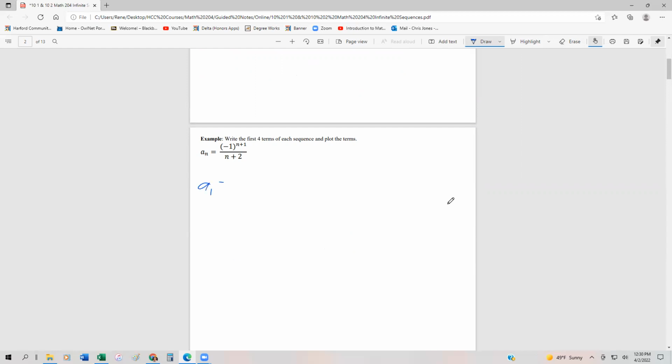So I would just find a1, which is going to be -1 to the 1 plus 1 power. So I'm just substituting 1 in for n, and then 1 plus 2. And that would be equal to 1/3. All right, so we get -1 squared, which is positive 1, and 1 plus 2 is 3.